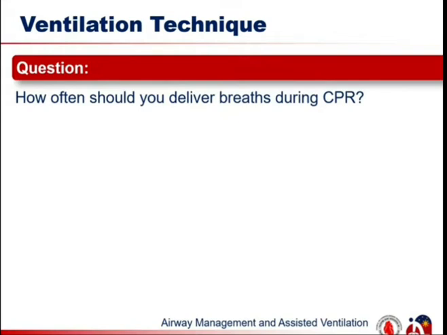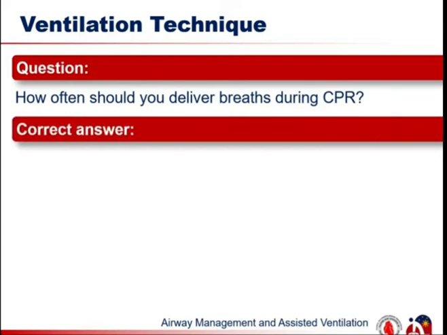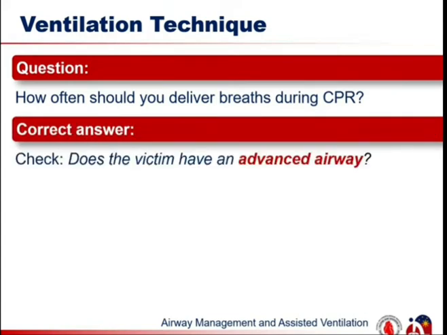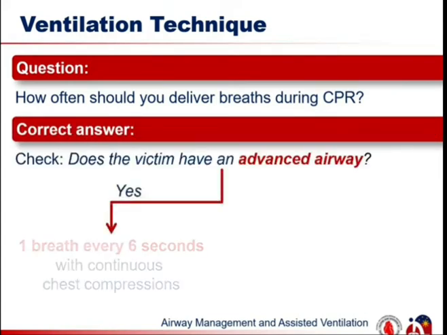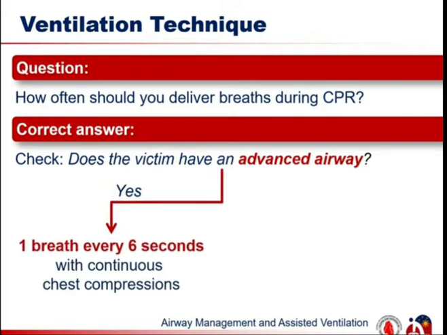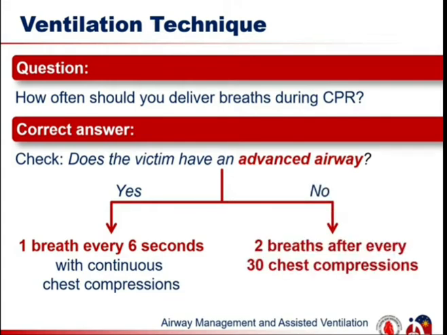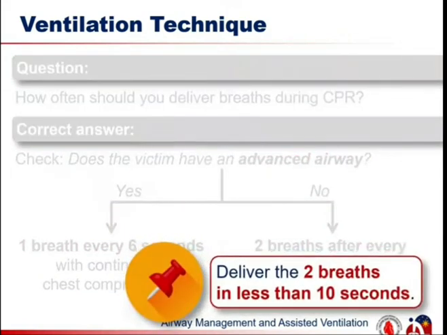Next, you should learn how often breaths should be given during CPR. To answer this, check first if the patient already has an advanced airway in place. If an advanced airway is already in place, breaths should be given at 1 breath every 6 seconds, or 10 breaths per minute, accompanied by continuous chest compressions. If an advanced airway is not yet in place, 2 breaths should be given after every 30 chest compressions. Remember that these 2 breaths must be given in less than 10 seconds, again, to minimize the duration of interruptions during chest compressions.